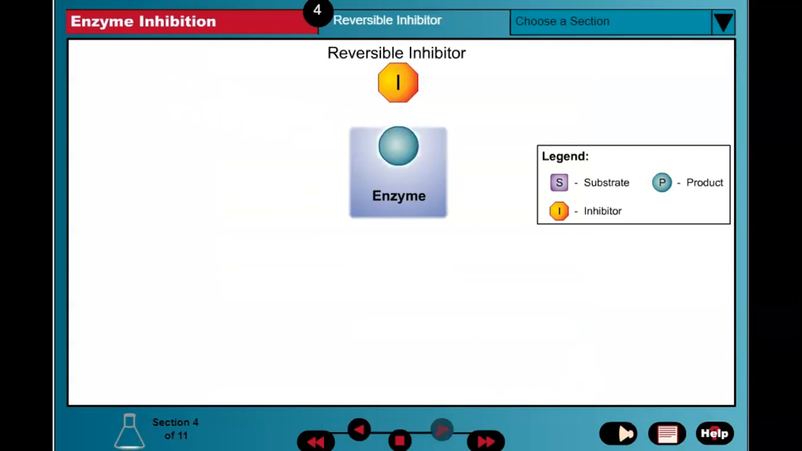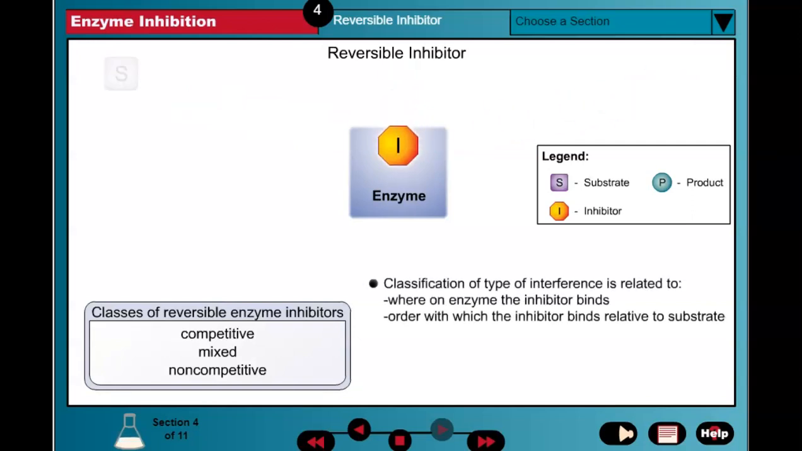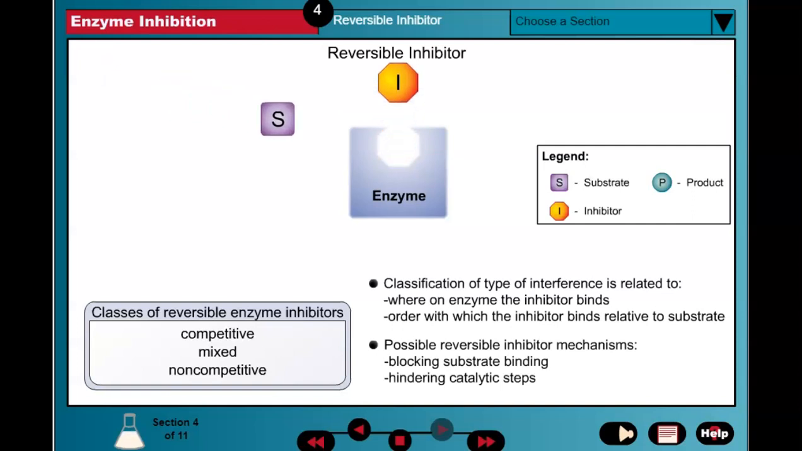Reversible inhibitors can be classified as competitive, mixed, or non-competitive inhibitors. If the detailed mechanism of inhibition is known, then the classification can be made by identifying where on the enzyme the inhibitor binds, or the order with which it binds relative to substrate. Alternatively, a determination of simple kinetic parameters can generally be used to classify the inhibitor.